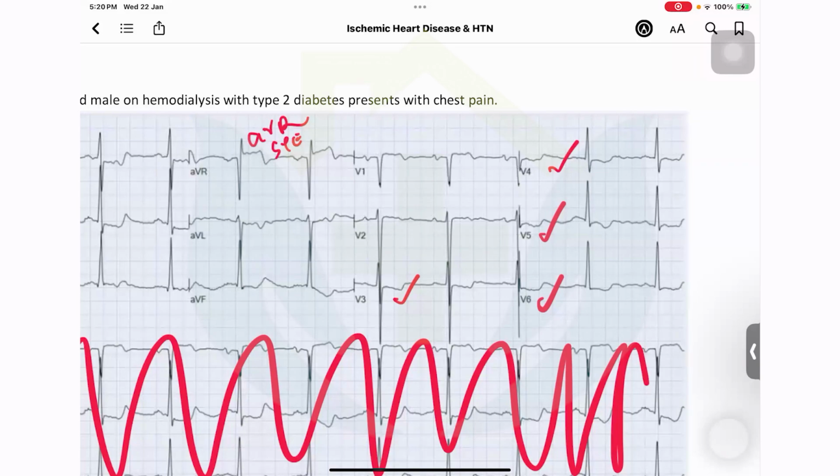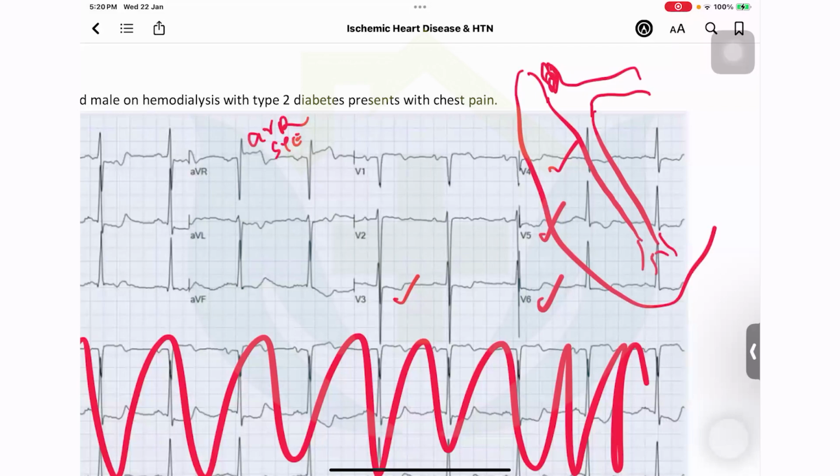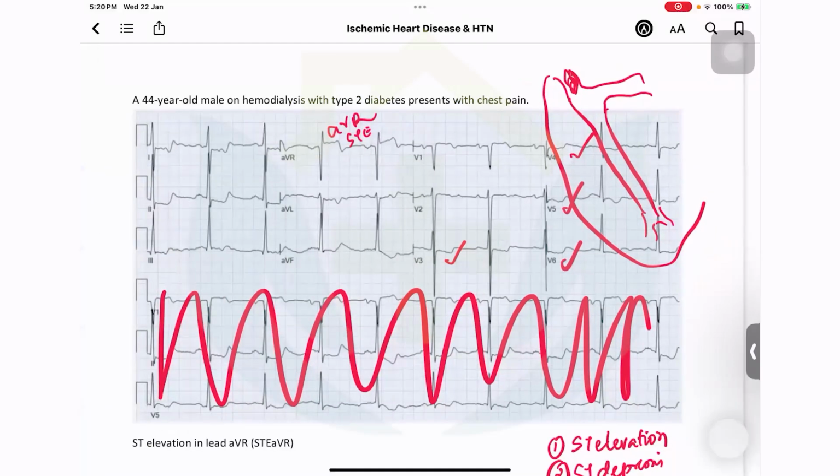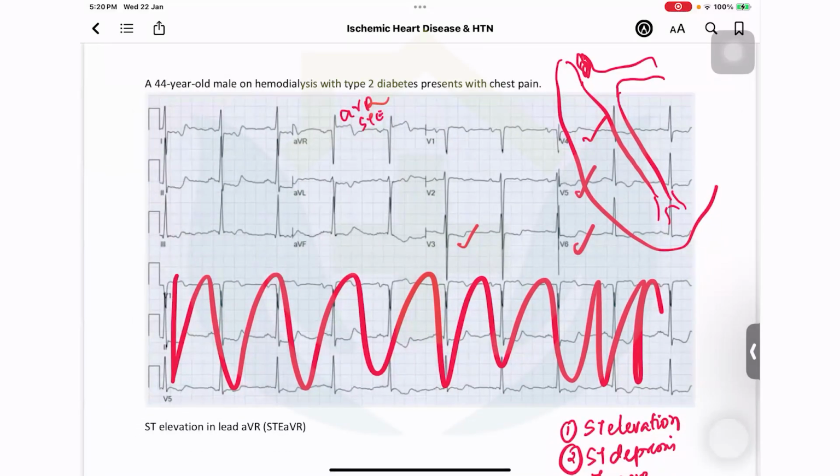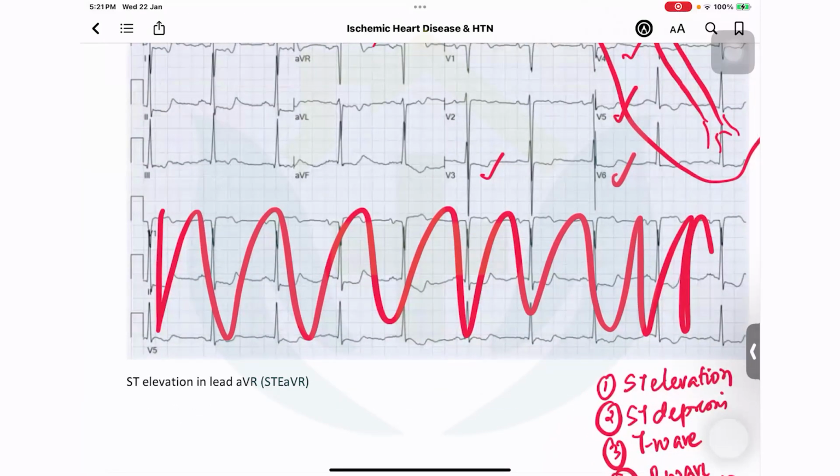Why? Because if left main is occluded, there are high chances that the patient may go into total left-sided circulation occlusion and may die a sudden cardiac death. Is that okay? So this is a classical left main occlusion. This is a ST elevation MI. This patient will die if you don't take the patient up immediately. So, ST elevation in AVR.